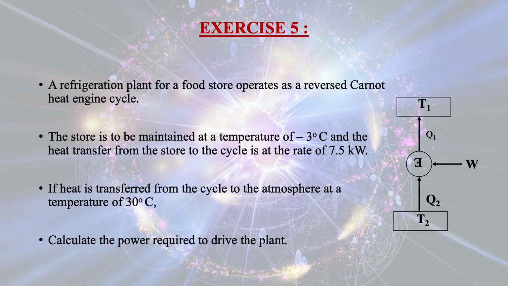Now let us take up exercise 5. A refrigeration plant for a food store operates as a reverse Carnot engine cycle. The store is to be maintained at a temperature of -3 degrees centigrade and the heat transfer from the store to the cycle is at the rate of 7.5 kilowatt. If heat is transferred from the cycle to the atmosphere at a temperature of 30 degrees centigrade, calculate the power required to drive the plant.